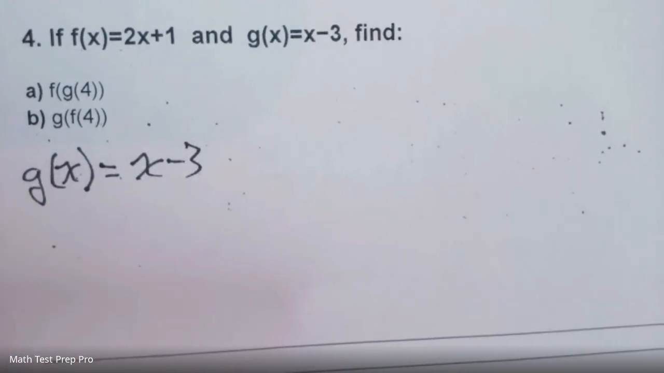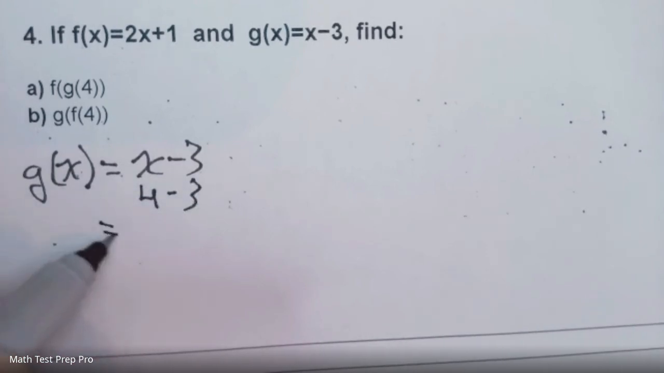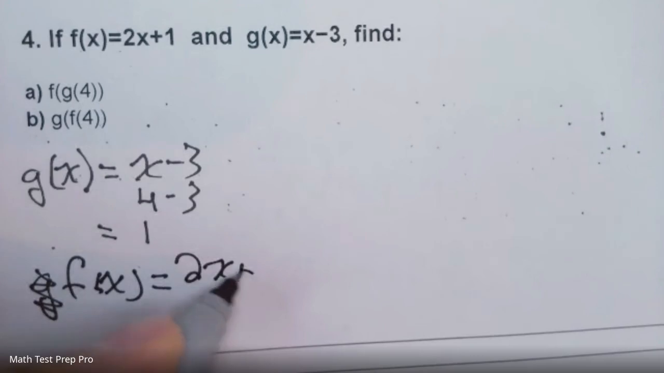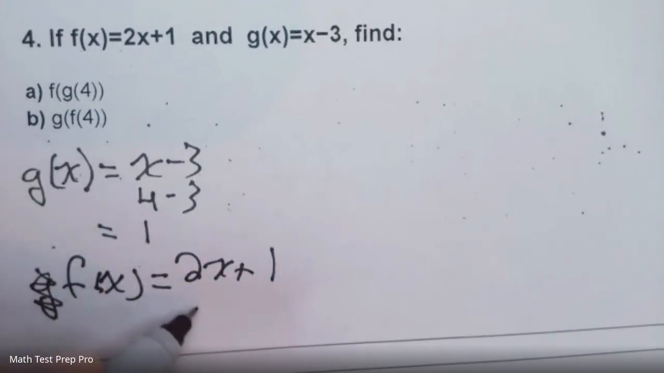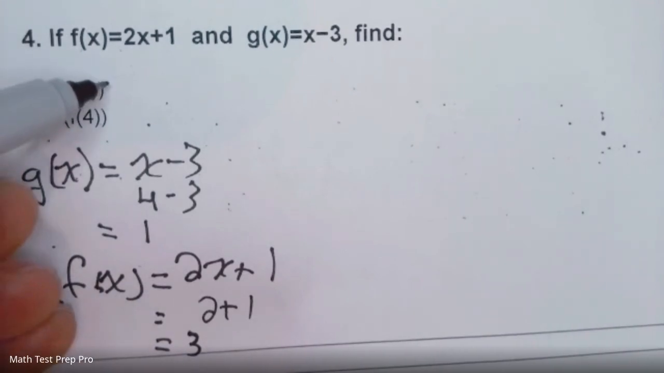All right, so g of x is x minus 3, we're going to plug in 4, which equals 1. So now we're going to plug that back into f. We're going to plug 1 into f. So f of x equals 2x plus 1. Plug in the 1. It's going to be 2 plus 1, which equals 3. So the answer to A is going to be 3.